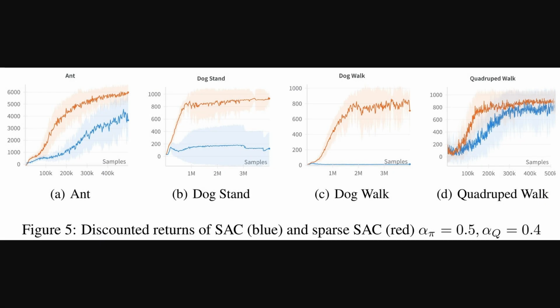Okay, so putting this theory into practice, these plots compare the performance of a standard soft actor critic, or SAC, algorithm in blue, with their modified sparse SAC in red. This sparse version explicitly learns that low-dimensional state representation we've been discussing. Across these challenging DM control environments like Ant and Dogwalk, we see sparse SAC achieving significantly higher discounted returns, showing the real-world benefit of their geometric insight.